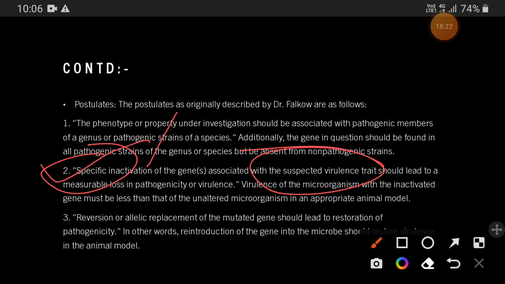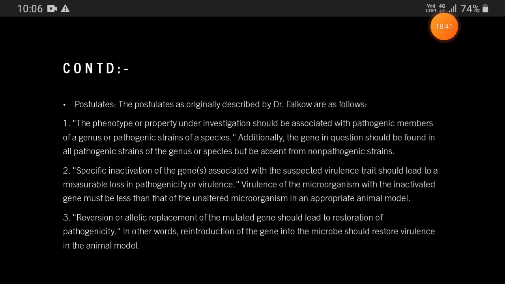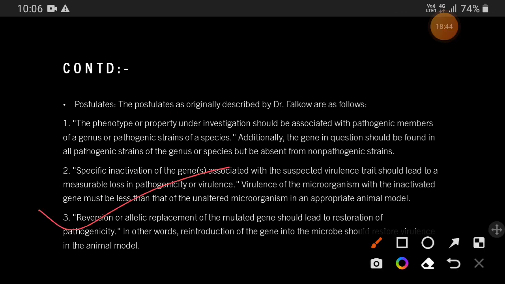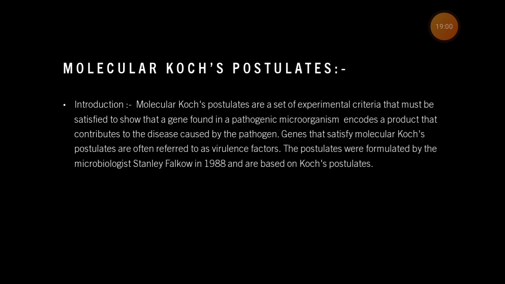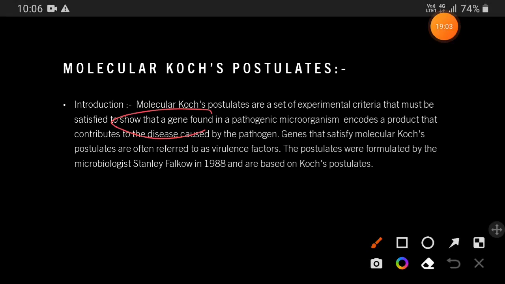So we can simply inactivate the gene with the help of genetic manipulation, because nowadays we have recombinant DNA technology and gene therapies, right? But there are many pathogenic microorganisms whose genetic manipulation is not possible. Again, reversion or allelic replacement of the manipulated gene can occur, which facilitates the restoration of pathogenicity, and as a result the animal model becomes diseased again. So that is the concept regarding molecular Koch's postulates, which simply tells us that for every kind of disease there should be a gene present.